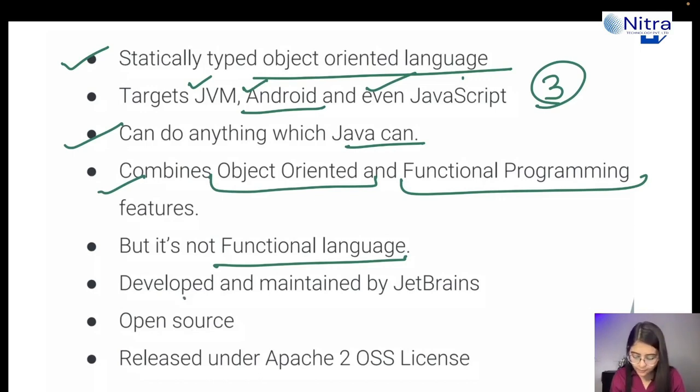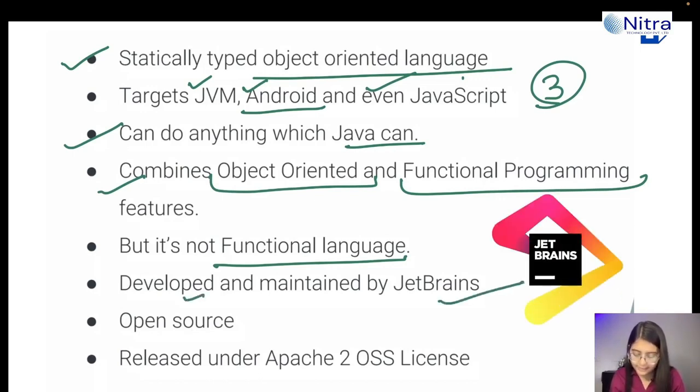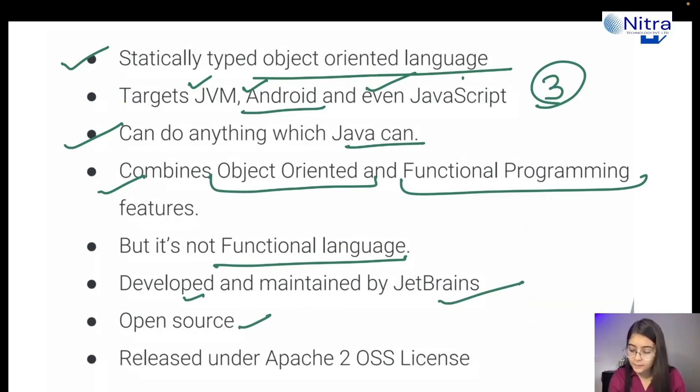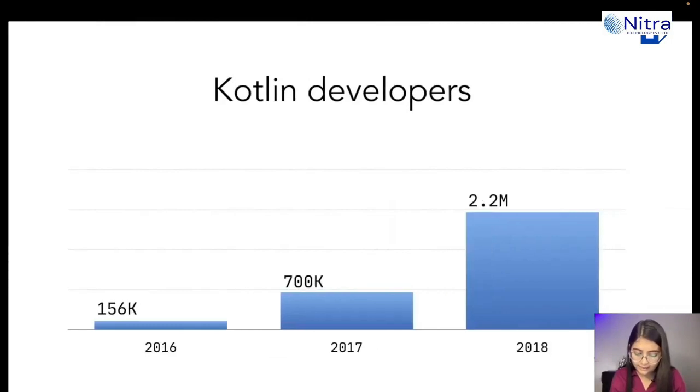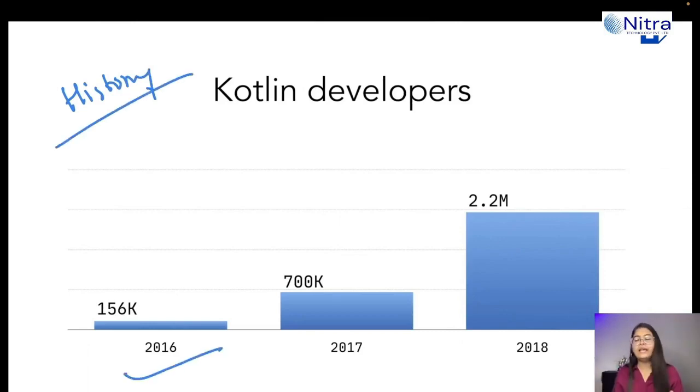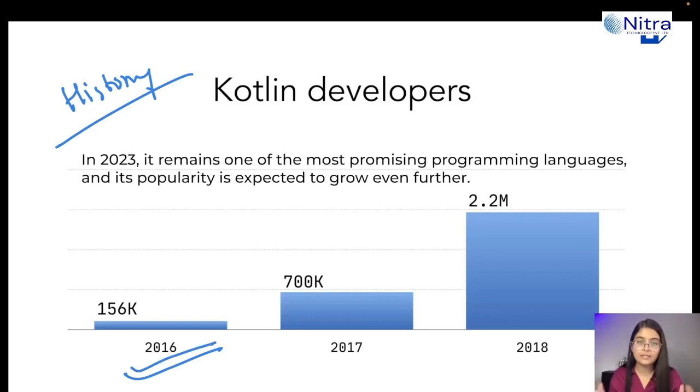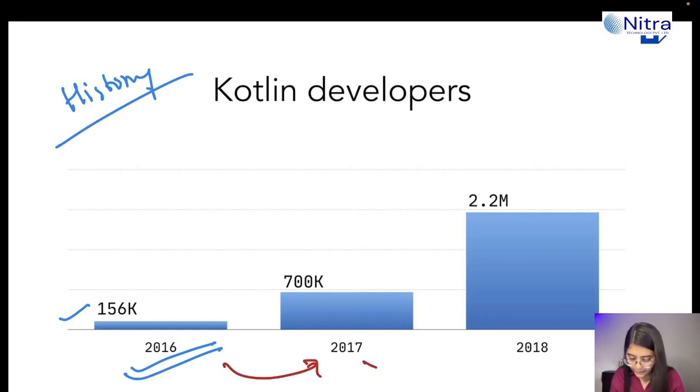It was developed and maintained by JetBrains. It's open source. Yes, the code is publicly available, and it was released under Apache 2 OSS license. So this is kind of history of Kotlin when it was launched way back in 2016. So yes, it is a fresh new programming language in the tech world, and as soon as it was launched, about 156k, that is 156,000 developers were using Kotlin, and its use case has been rapidly increasing.